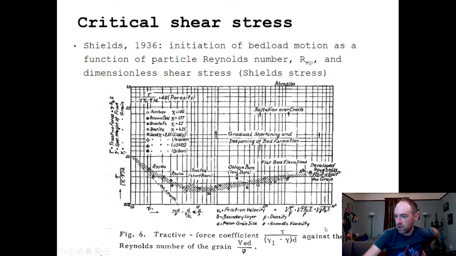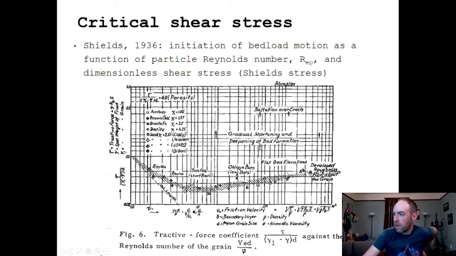hydrodynamic grain size, or the Reynolds number of the grain, which is the shear velocity times the grain size divided by the kinematic viscosity of the fluid, versus the dimensionless Shields stress, or dimensionless shear stress, which is shear stress divided by the density of the particle minus the density of the fluid times the grain size.